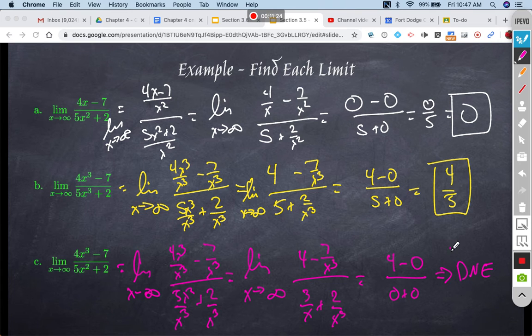So that's just basically using those properties, those ideas on here.